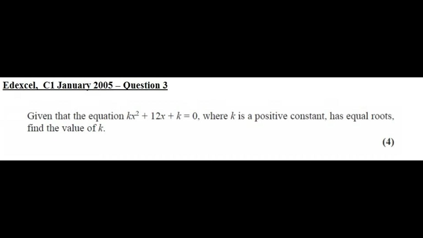So for question number 3, we're given that the equation kx squared plus 12x plus k is equal to 0, where k is a positive constant, has equal roots. Find the value of k. Now remember, there is a condition for equal roots to occur, so let's go back to the paper and pen.